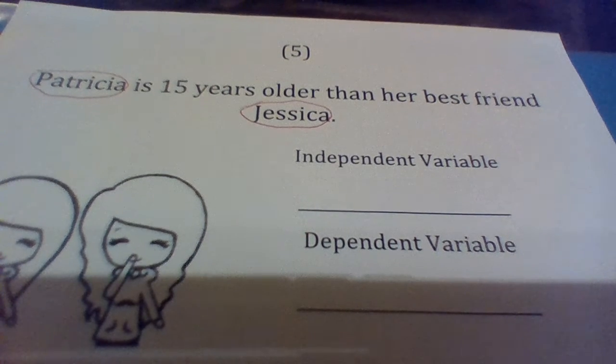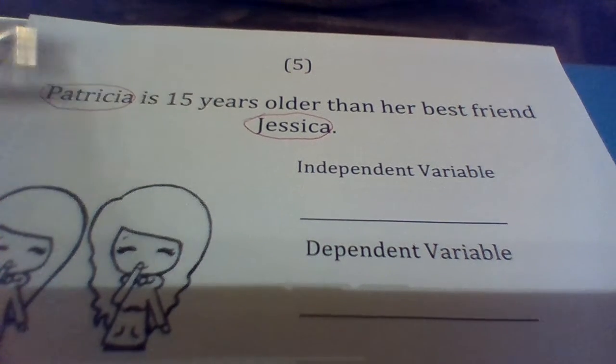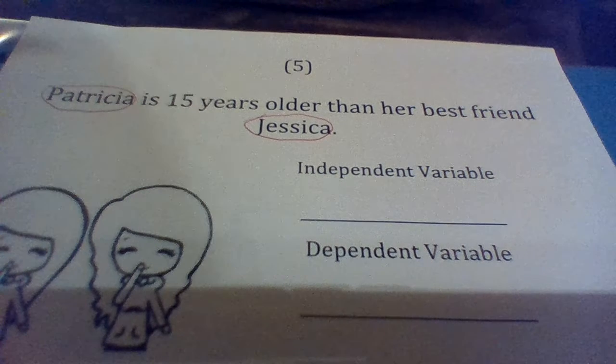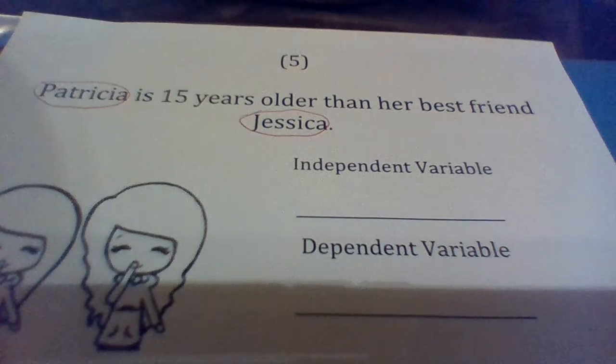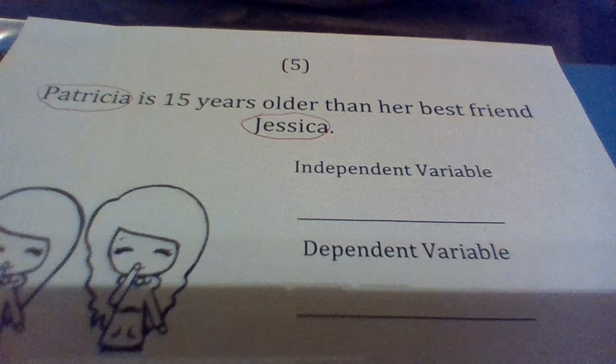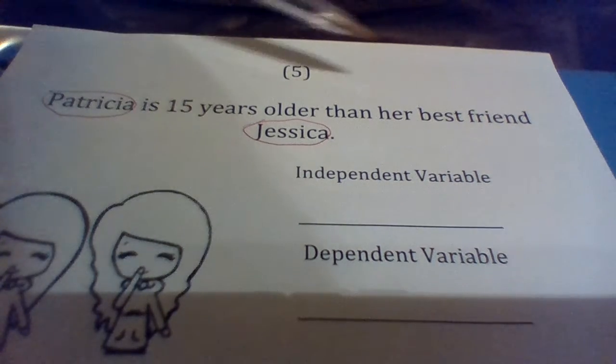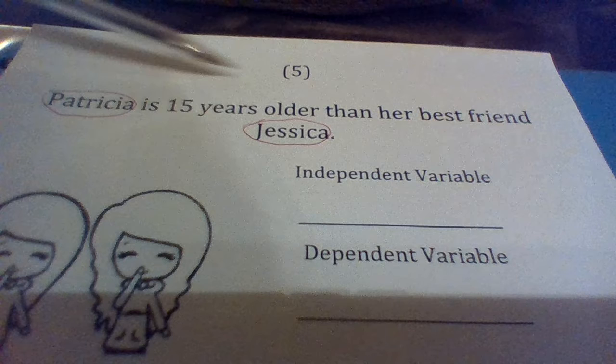So if you said Patricia and Jessica, you're right. And in this case, when we're circling their names, we're really talking about how old they are. This is one of those times where it's a little bit weird because it doesn't specifically say that in the problem. But when we say "is years older than her best friend," we know we're talking about age here.